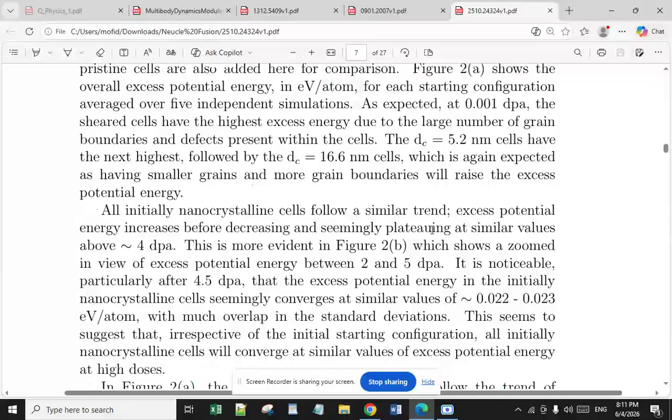The d_c equal to 5.2 nanometer cells have the next highest, followed by the d_c equal to 16.6 nanometer cells, which is again expected as having smaller grains and more grain boundaries increases the excess potential energy.